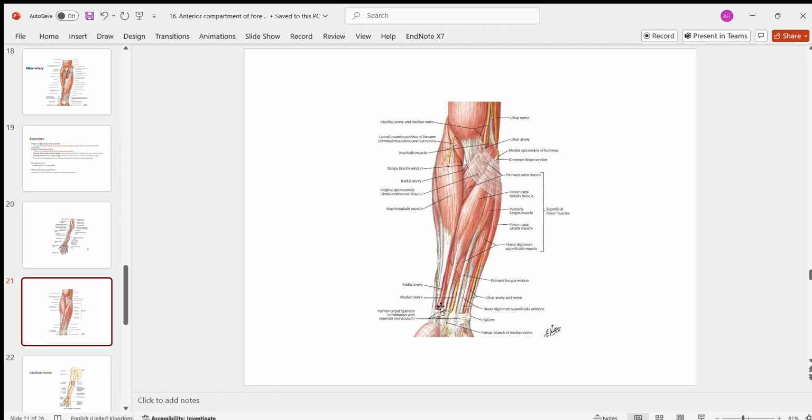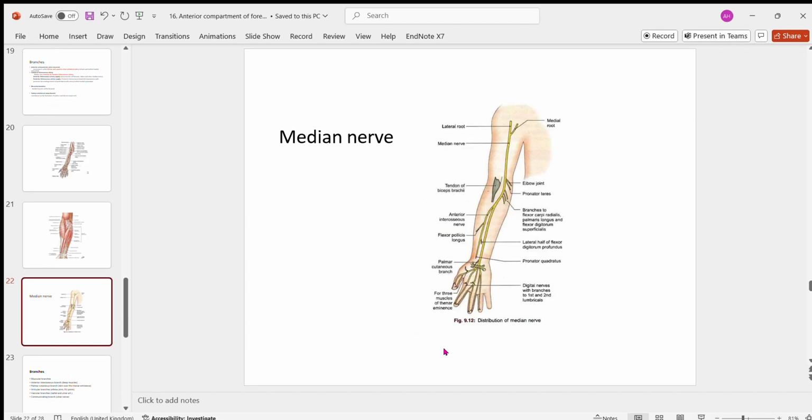Here we can see this is the radial artery, which forms the deep palmar arch in the palm, and this is the ulnar artery, which forms the superficial palmar arch in the palm of the hand.